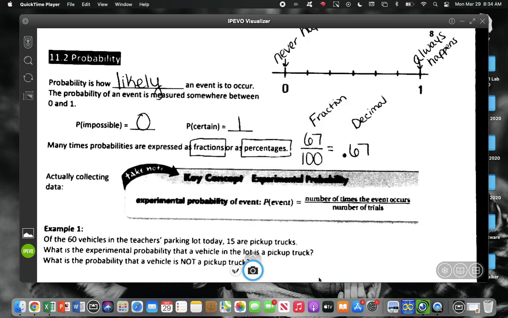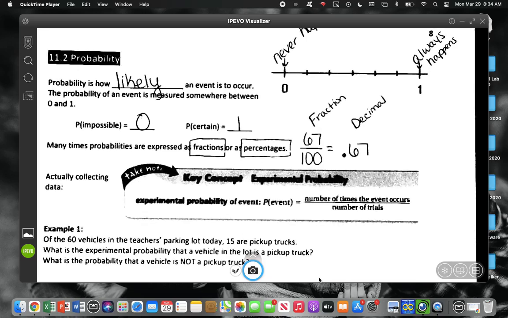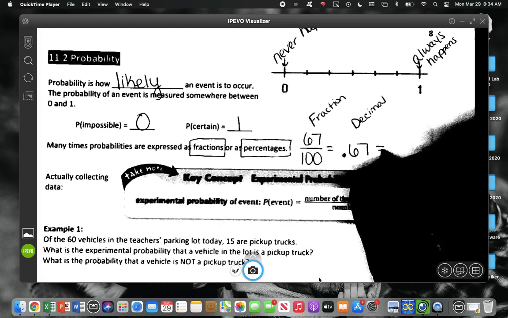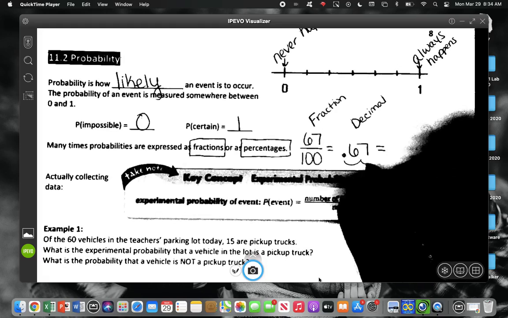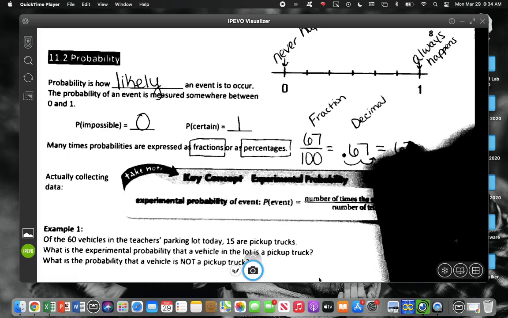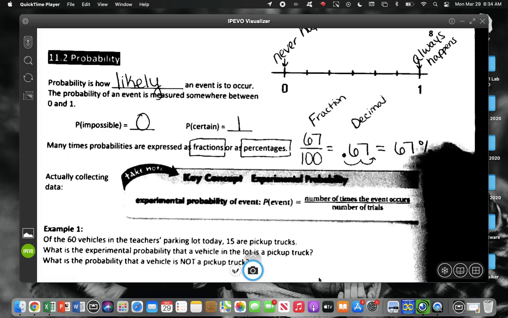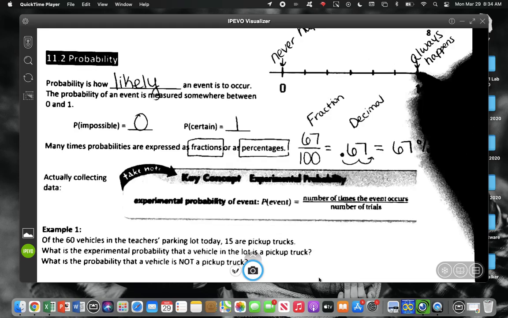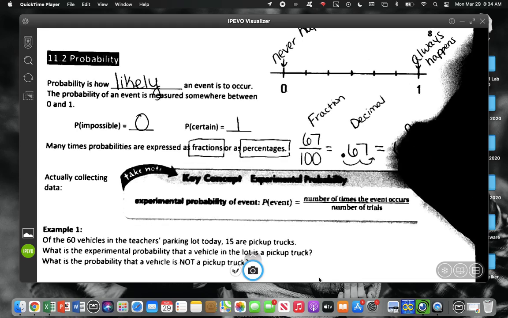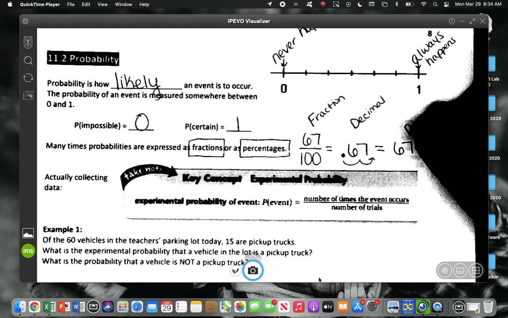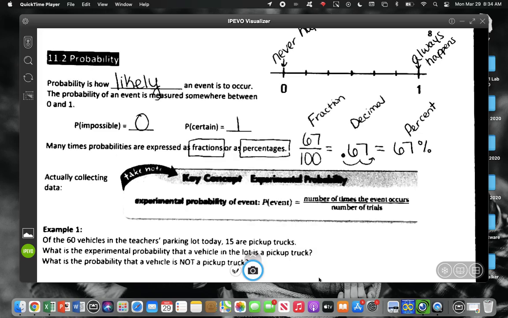Now, how do I turn a decimal into a percent? Where do I move the decimal? 2 places to the right. So if you move it 2 places to the right, then that becomes 67. Now, if your number is bigger than 1, it has to be a percent. So don't forget to put that. You can't just say the probability is 67.